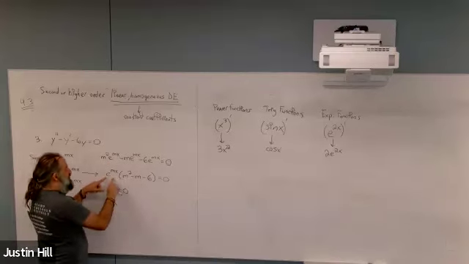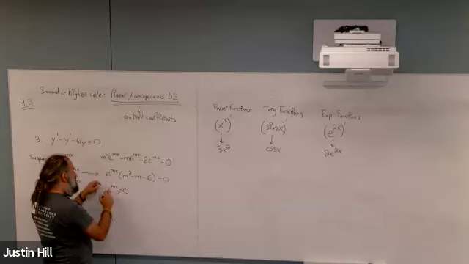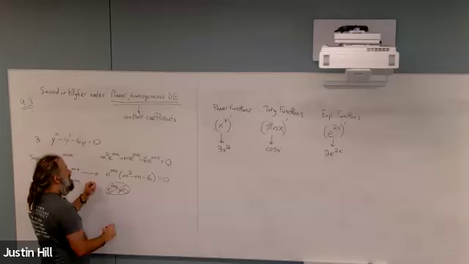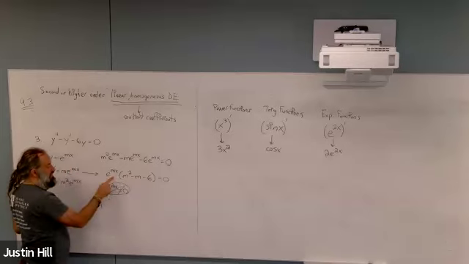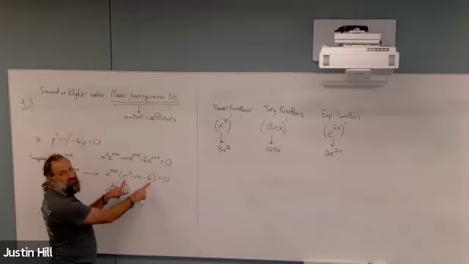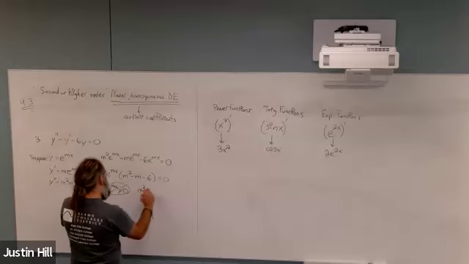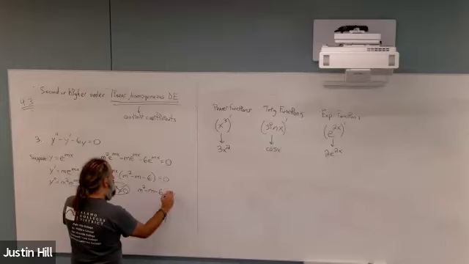I can't get it from this factor, because e to the mx never equals 0. But I could get it from here. So if e to the mx never equals 0, the only way that this equation equals 0 is if m squared minus m minus 6 equals 0. So this is the thing that I'm really solving, or I need to solve in order to figure out m.